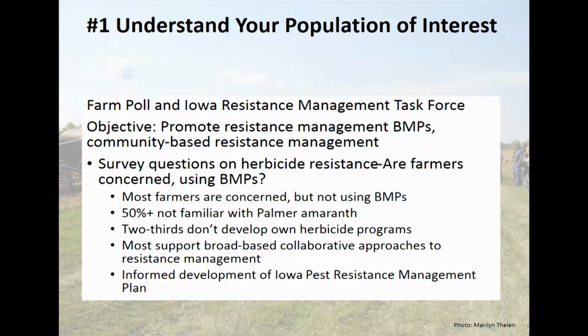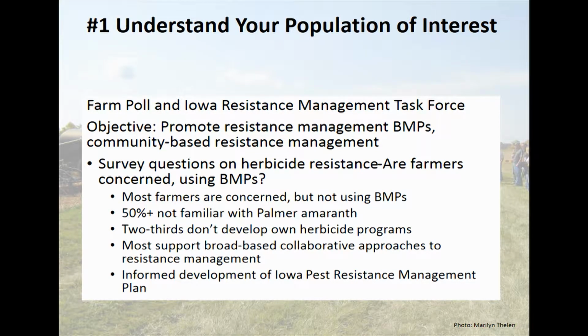And what we found was that yes, most farmers are concerned about herbicide-resistant weeds and Bt-resistant corn rootworm, but they're not generally using the BMPs. Much to the chagrin of my really outstanding colleagues in extension weed science, Bob Hartzler and Mike Owen. They've been talking themselves blue about Palmer amaranth for the last five or seven years. More than 50% of Iowa farmers are still not familiar with Palmer amaranth. So they're like, really? We've been talking. So maybe their extension strategies are not as effective as they'd hope.